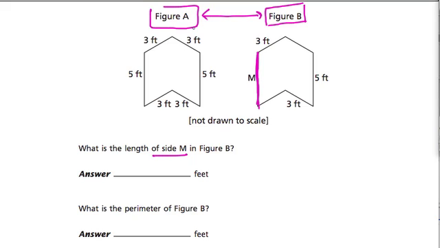Or congruent, they might even say, which means that they're copies of each other, but just in different spots, right? This is over here and this is over there, but they're copies of each other. If that's the case, then M definitely needs to equal 5 feet, because those are in the same spot.